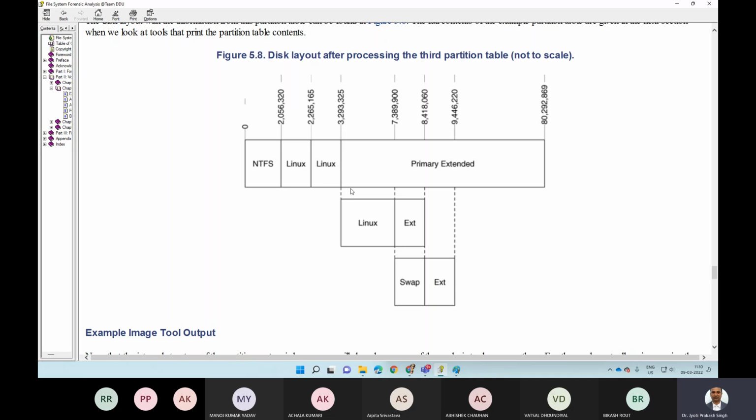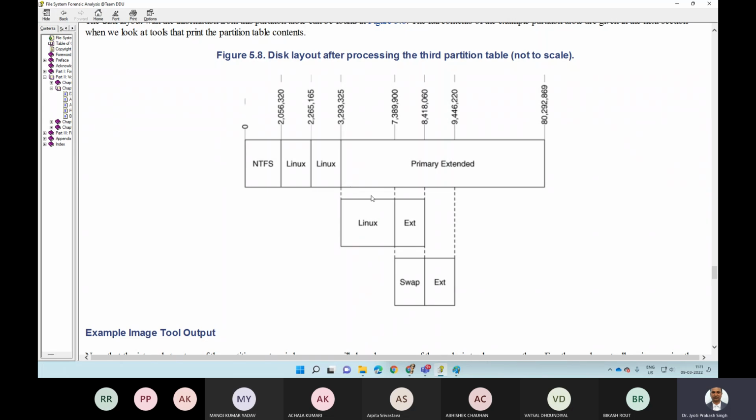Remember, why we are discussing this: we are not discussing the file system, and we are not yet going into files. In the last class and today's class we have not talked about how files are organized, so don't confuse this with file analysis. We are talking only about disk analysis: given a disk, what file systems are on that disk, how many such partitions there are, and whether there is any gap between two partitions or not.